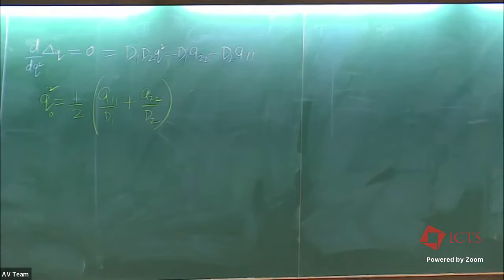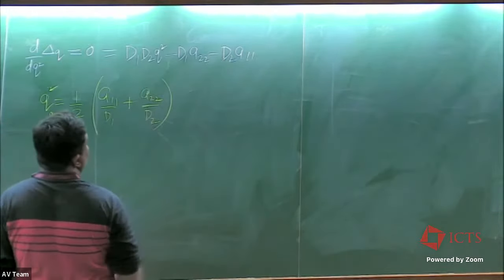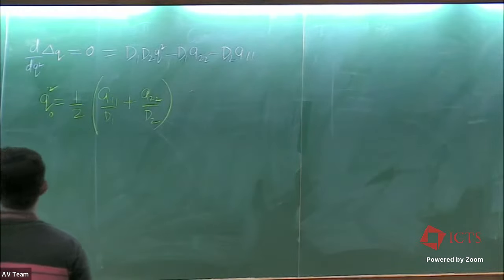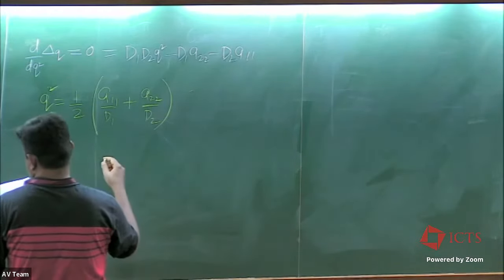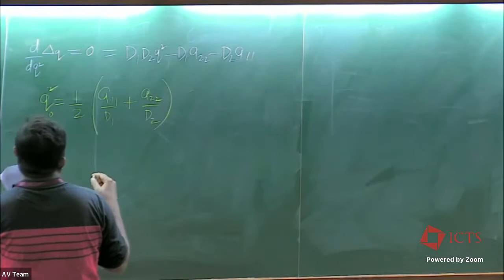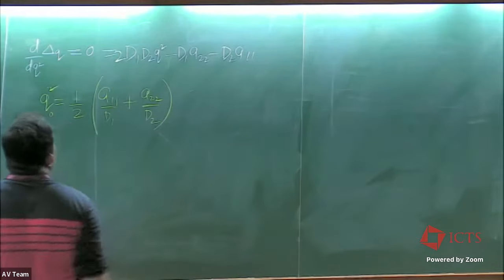There will be the cross terms, right? So D1 will go with A22 and D2 will go with A11. There will be a D1, D2, Q4. Okay. That's fine, no? And then just solve for Q from here. Shouldn't it be 2 D1 D2 Q squared? Since you're taking the derivative of Q4. Yeah. And that's the half.